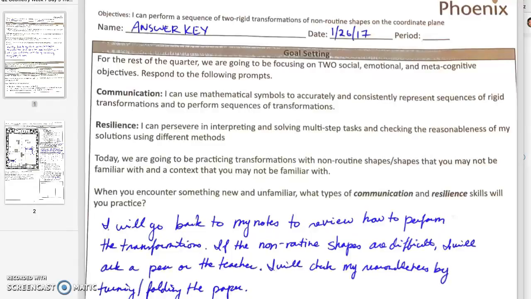By now you should have completed your goal setting. Just to share with you what I wrote, if I encounter something new and unfamiliar, I will be using my notes to review how to perform the transformations. And if the non-routine shapes are difficult, I will ask a peer or teacher, and I will check my reasonableness by turning and folding the paper to demonstrate things like rotations and reflections.